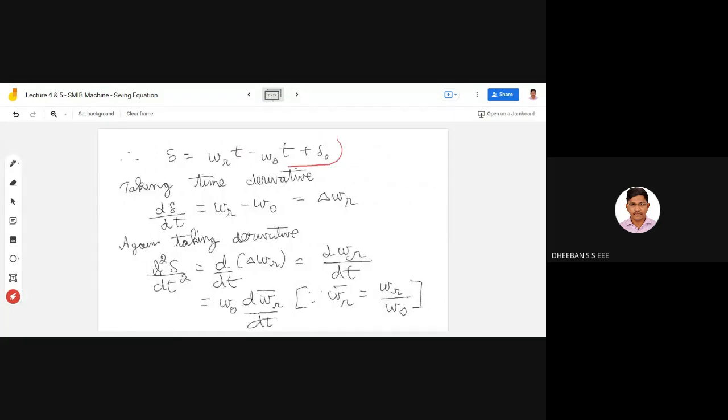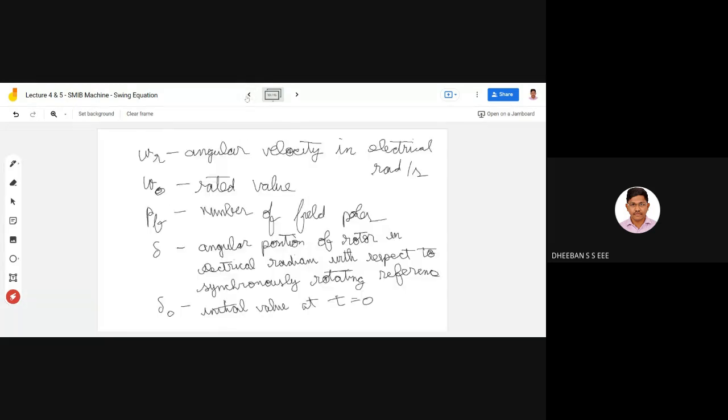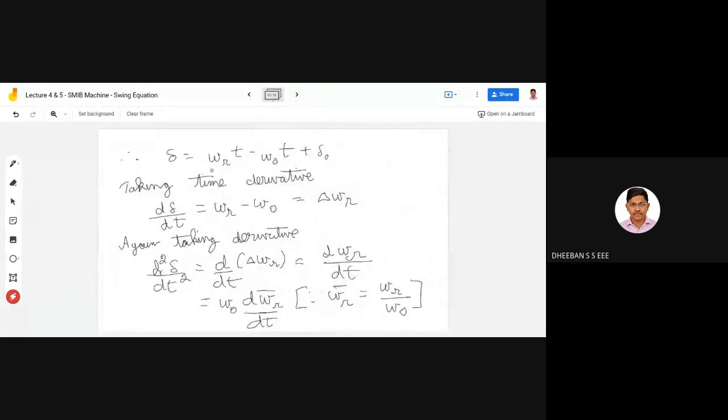Yeah, this is a very important equation. Here they're defining your del value. They are giving the relation between the del value and the angular velocity, at the actual value and then your rated value. Here omega r represents your actual value and then your rated value. With respect to this, we are defining your del.